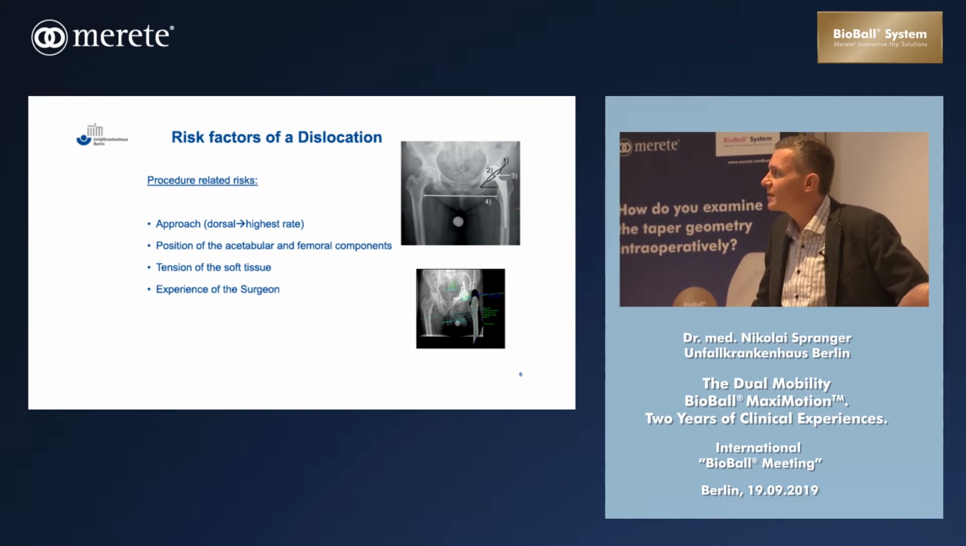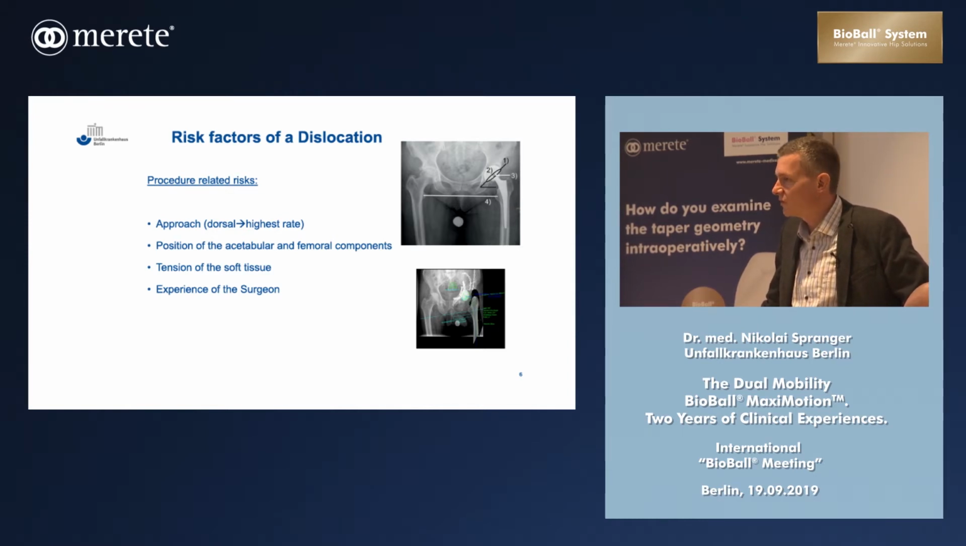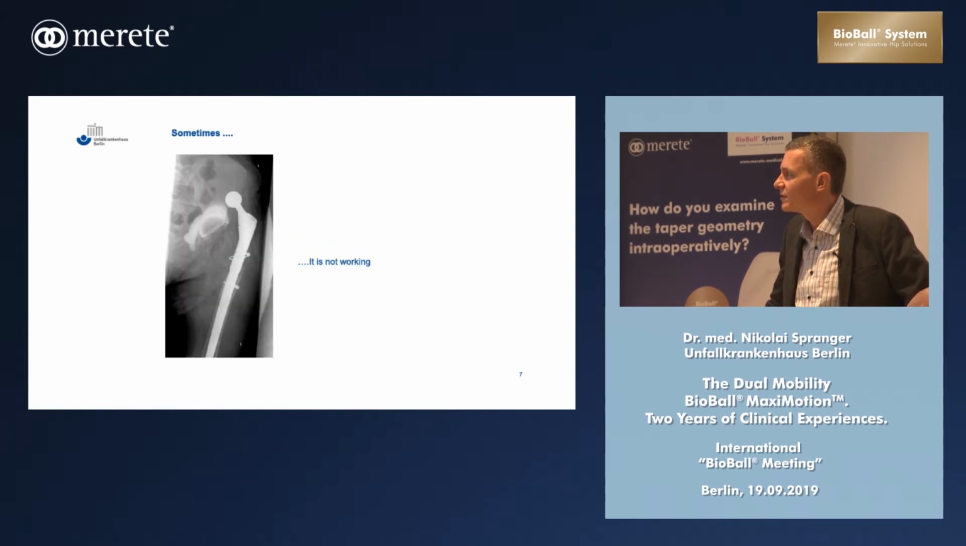The approach is always a big topic. We know that the dorsal approach has the highest rate of dislocations in the first 3 weeks. We know that the position of the acetabular and the femoral components, the tension of the soft tissue, and of course the experience of the surgeon and good planning are some of the most important things for the later success of the procedure.